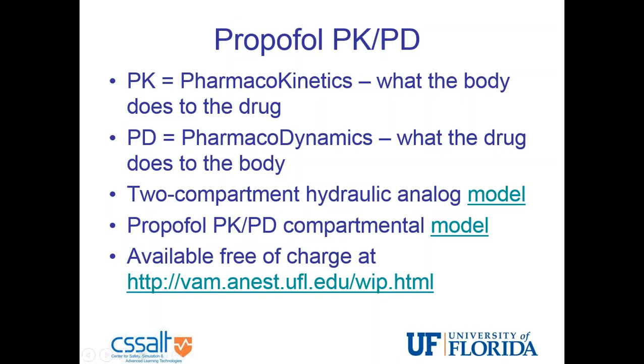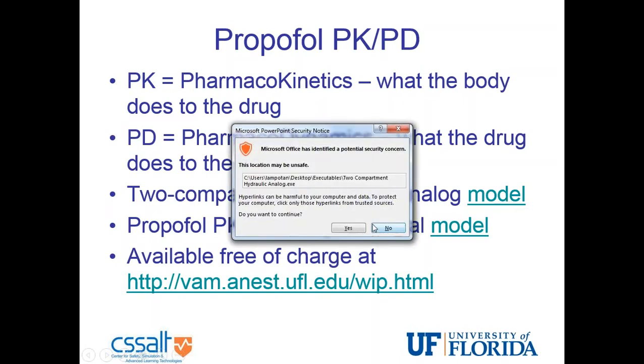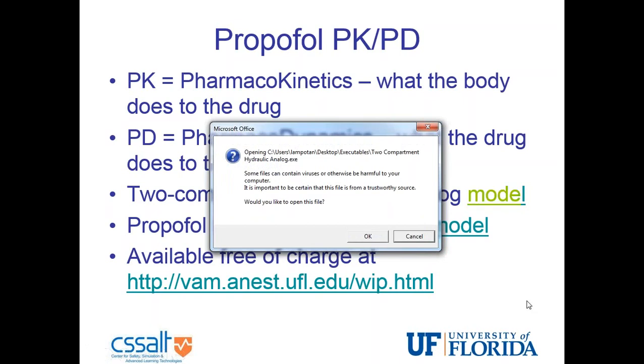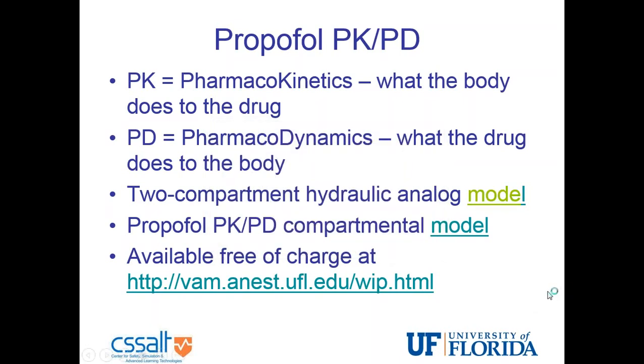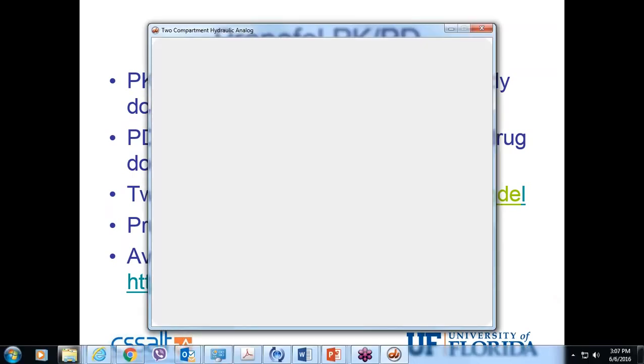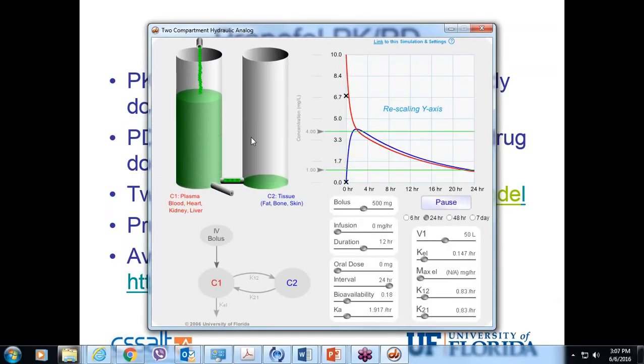I'm going to show you quickly a two-compartment hydraulic analog model. Let's see if it will play here. This is available on the web. The reason I wanted to show this to you is that it illustrates the concept of a compartmental model. If we were modeling propofol in a non-ICU situation where we are not concerned with a slow compartment, we can model the propofol as if it's two cylinders, and the level of the liquid in the cylinder is actually the concentration of propofol, and that's detailed on the graph on the top right.